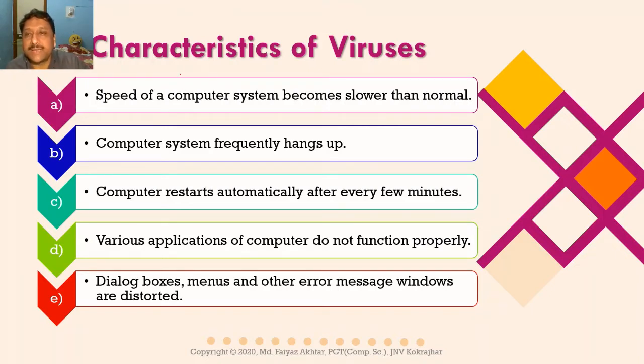What are the characteristics? The first characteristic is that the speed of the computer becomes slower than normal. Whatever the normal functioning of your system, you know it best, then it becomes slower than that normal speed. The second one is that the computer system frequently hangs up, means it stops at a place, and the keyboard and mouse do not work properly. Even it will give no response. These are the characteristics of a virus attack.